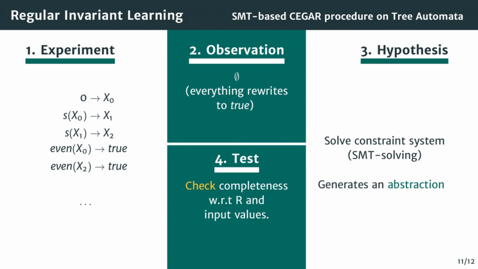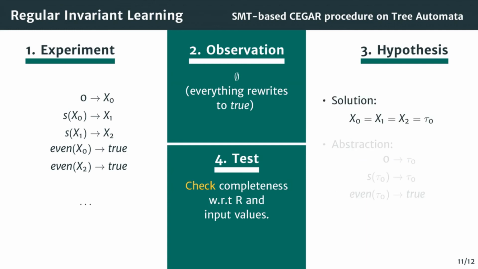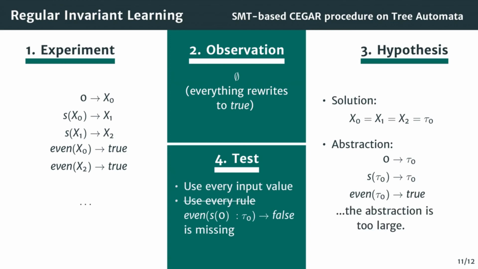As a consequence, if everything rewrites to true, then there is no point in separating x0 from x1 from x2. A solution to our empty constraint system is to merge them together into a new state tau0. By applying this substitution in the automaton, we get a candidate abstraction for our rewriting system where even applied to any number returns true. Of course, this does not pass the test. Every input value for even is represented, but some rewriting rules are not used. In particular, this abstraction misses the fact that even of 1 rewrites to false. So we cannot stop here.